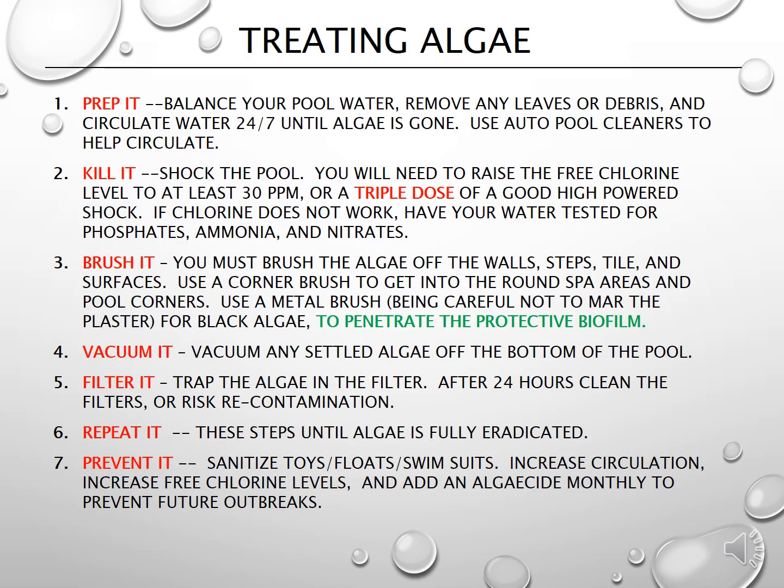Now that we know what causes algae and the different types of algae, we must discuss how to treat it. There are 7 steps in getting rid of algae. Number 1, prep it. Balance your pool water. Get your pH, alkalinity, and calcium hardness all in alignment.